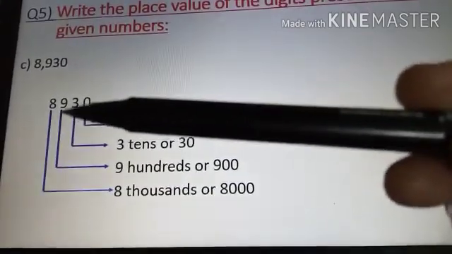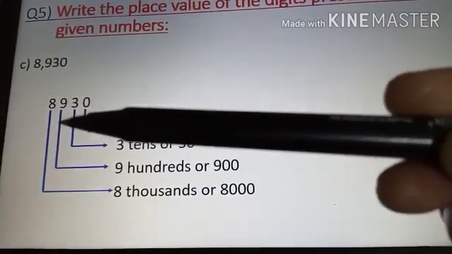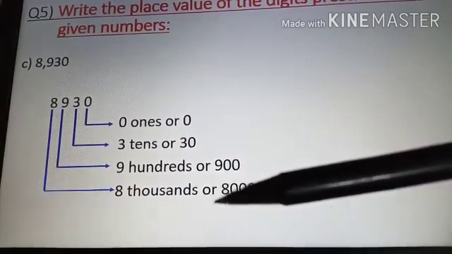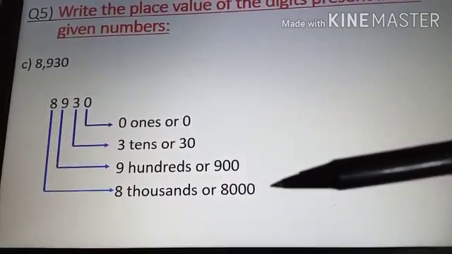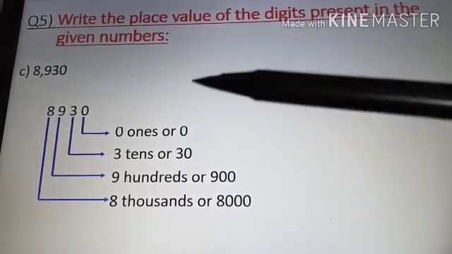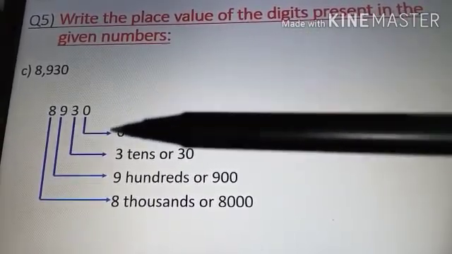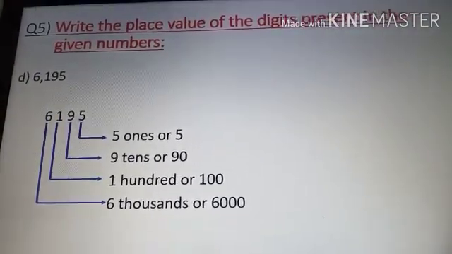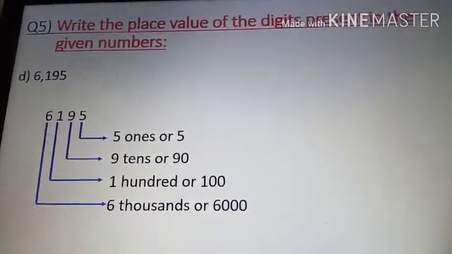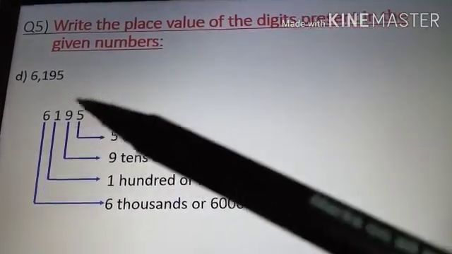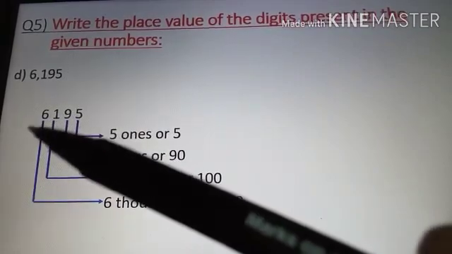Now write for the 8. So the 8 is placed at the thousands place. So you will write it 8000s or 8000. So what we are doing here, children? We are writing the place values for each and every digit. Clear? Now the last question, 6195. Again we will solve in the same way, children. You read it. Ones, tens, hundreds, thousands.